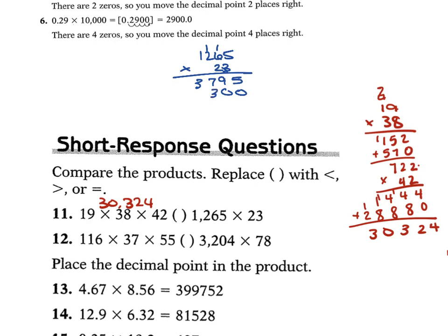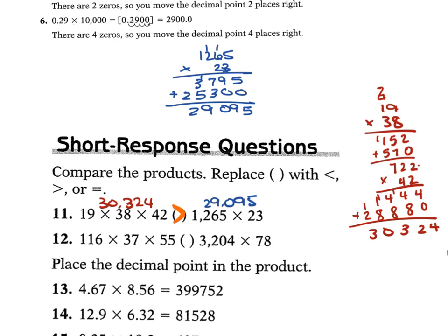2 times 2 plus 1 is 5. And 2 times 1 is 2. We add these, we have a 5, a 9, a 10, carry the 1, 8, 9, and then 2. So this is 29,095. So our bigger number is the 30,324. So this is greater than the 1265 times 23.